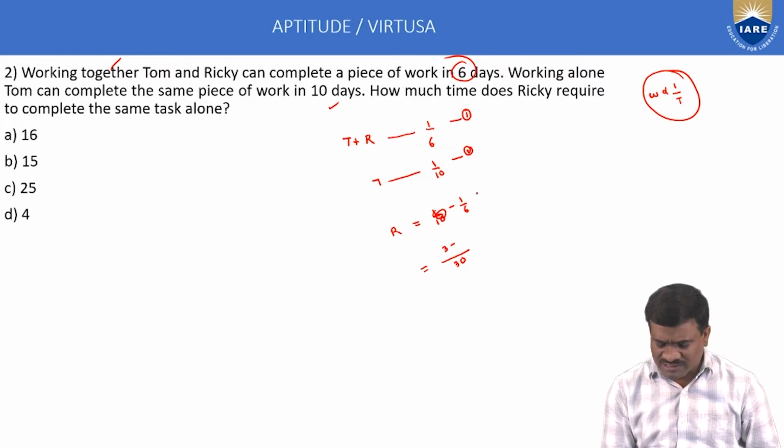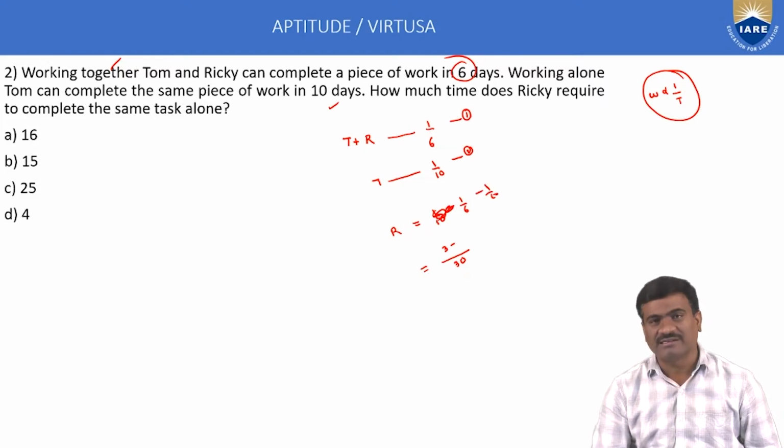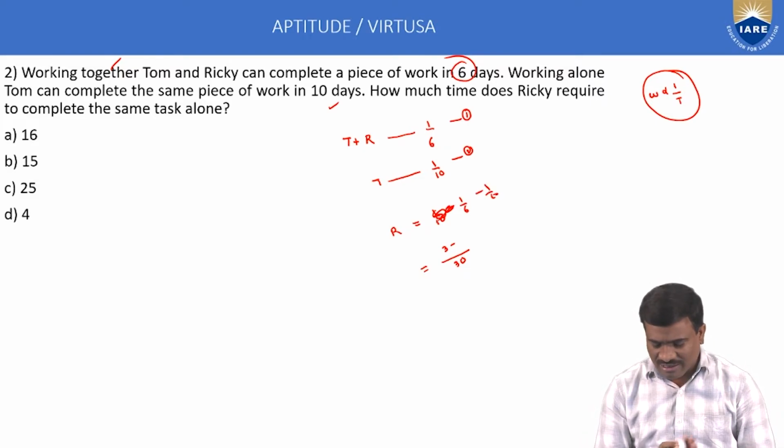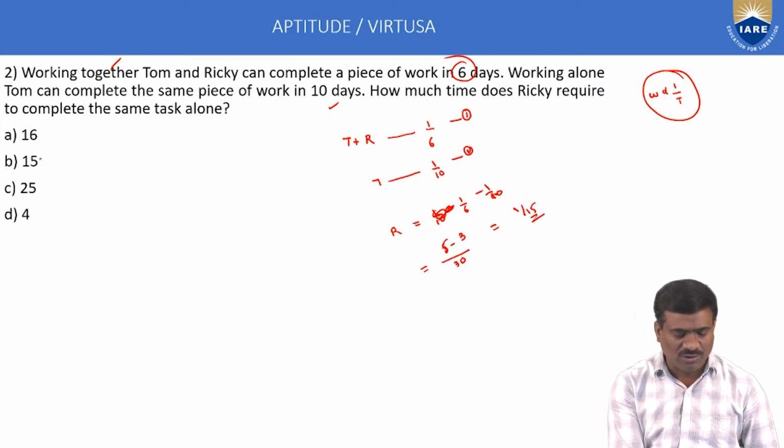1 by 6 minus 1 by 10. Result always positive here. Here 1 by 6 minus 1 by 10, LCM 30, numerator 5 minus 3, that is 2 by 30, 1 by 15. Option B only correct.